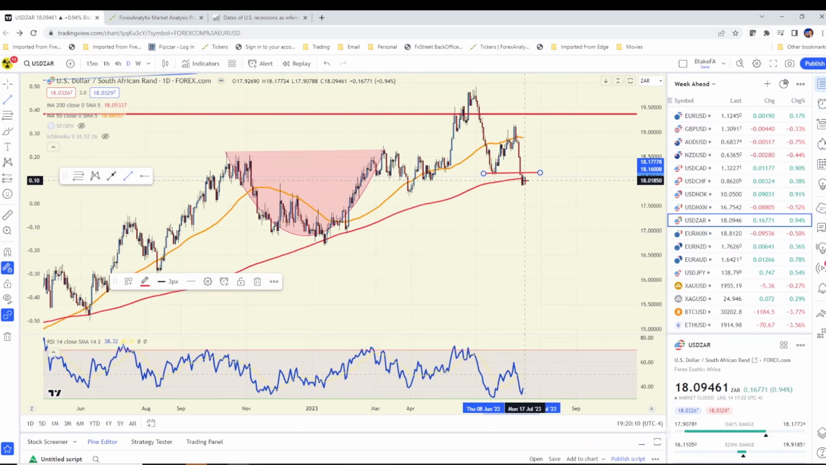If they don't, we would see a reversal in the U.S. dollar, South African rand, right off the 200-day moving average. So keep that in mind. South African inflation on Wednesday, interest rate decision on Thursday, if you're trading some of these emerging market currencies.